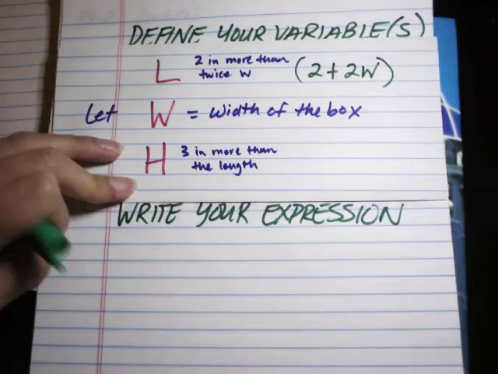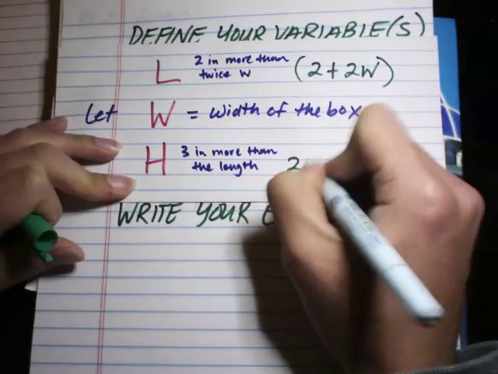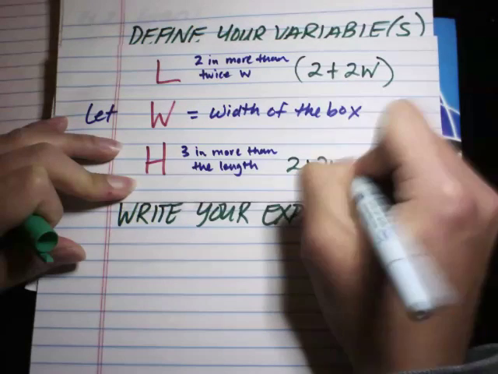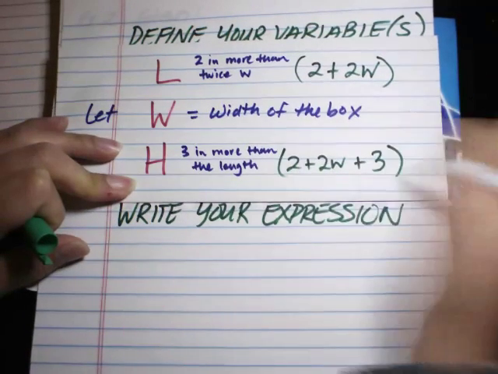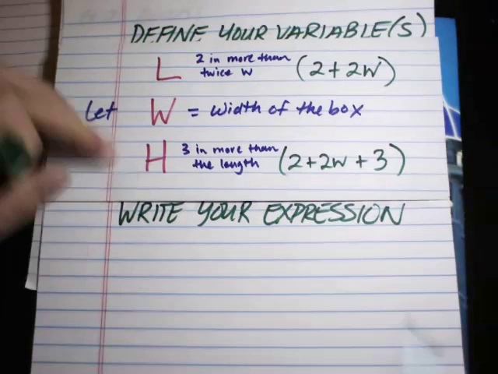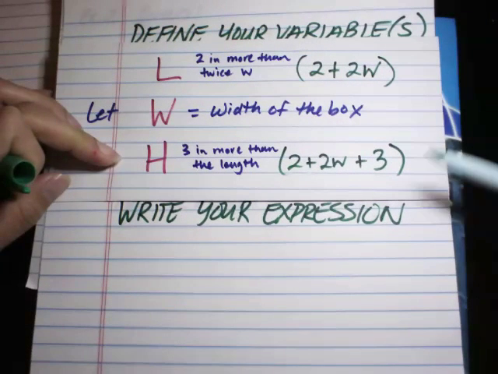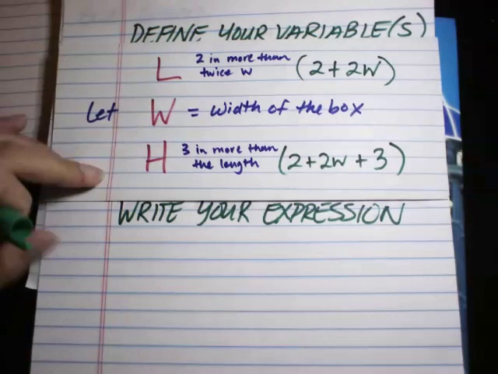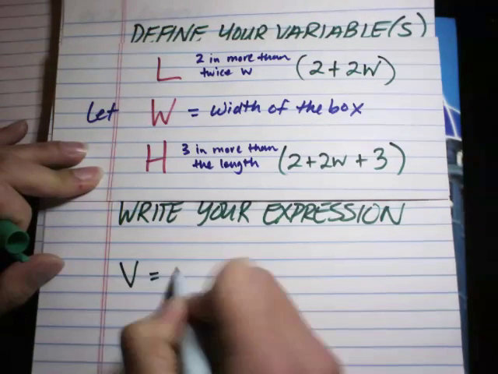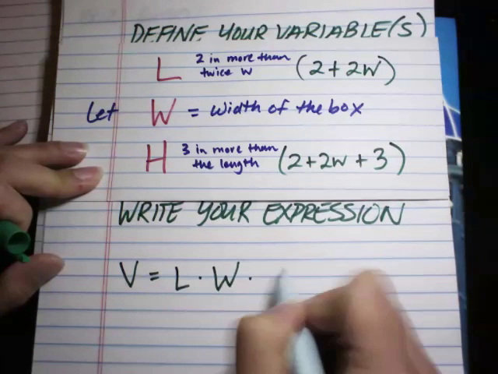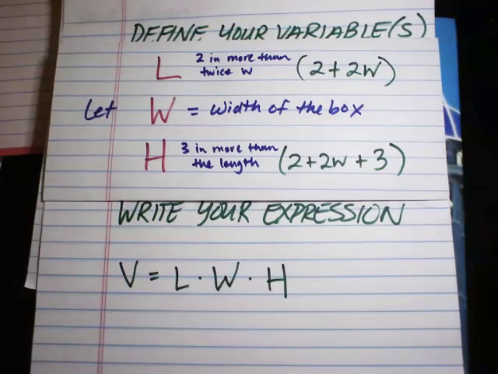To be 3 more, all you're really doing is taking your length and adding 3. So here's your length, here's your width, and here's your height. Writing our expression, we said earlier that volume equals length times width times height. Now it's just a matter of substituting your values in.